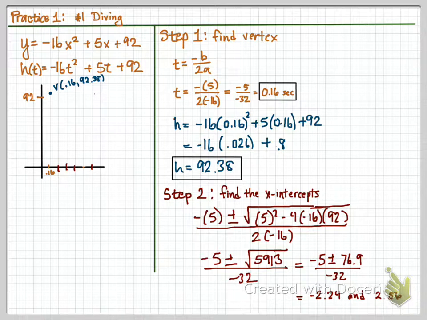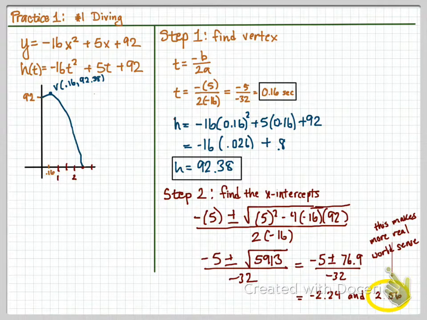In the real world, the negative 2.24 doesn't help us, so it is only the 2.56 that helps us, because that makes more real world sense. So we plug that into our graph, and graph that, and that is the path of Mr.